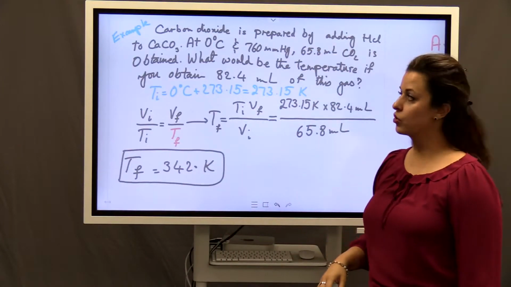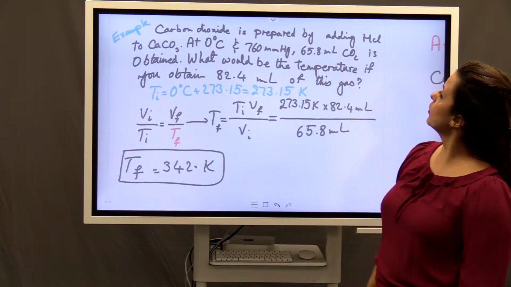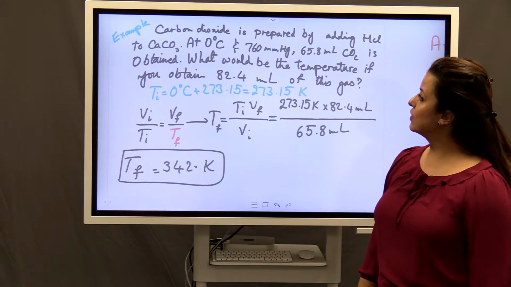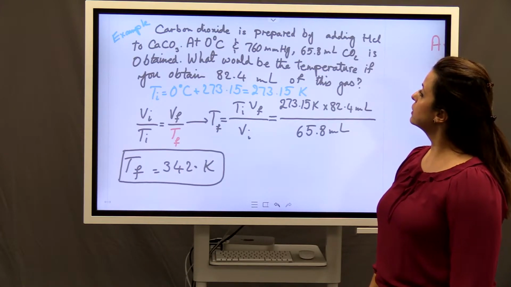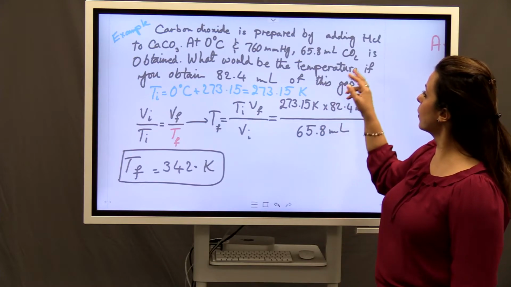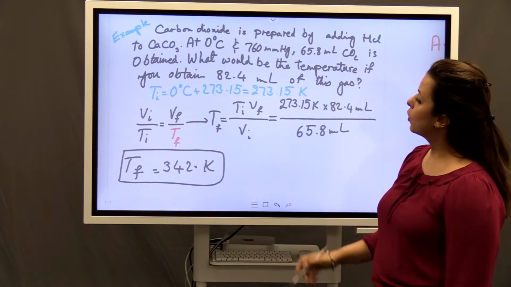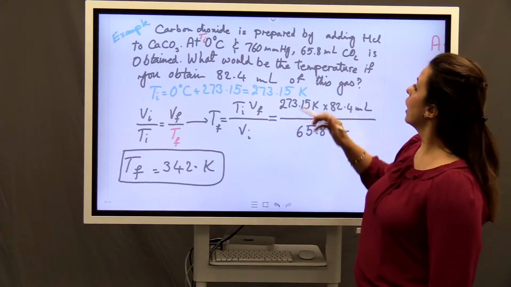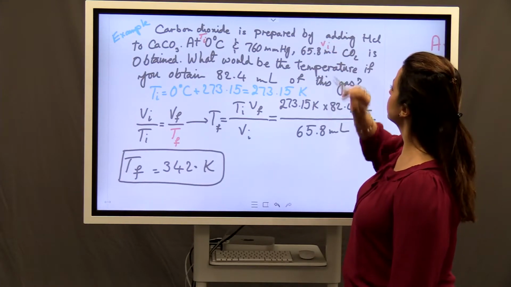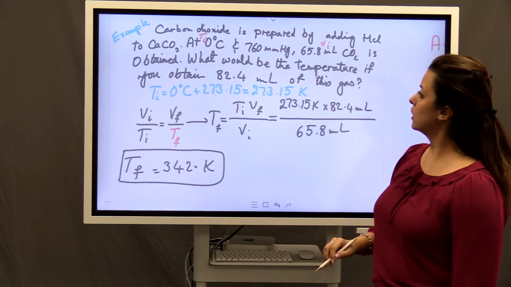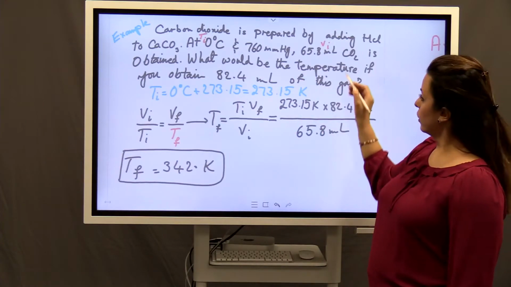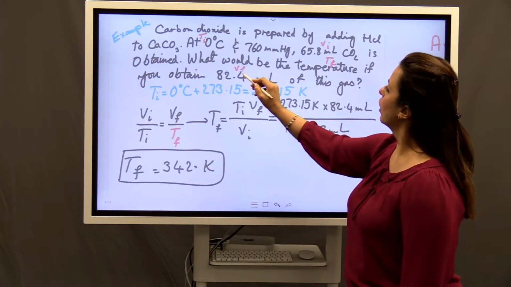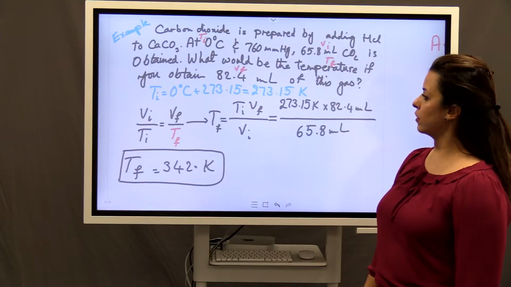Let's work on an example on Charles' law. Carbon dioxide is prepared by adding hydrochloric acid to calcium carbonate. At 0 degrees Celsius and 760 millimeters of mercury, 65.8 milliliters of carbon dioxide is obtained. So Ti is 0 degrees Celsius and Vi is 65.8 milliliters. What would be the temperature? So what is Tf if you obtain 82.4 milliliters of this gas?